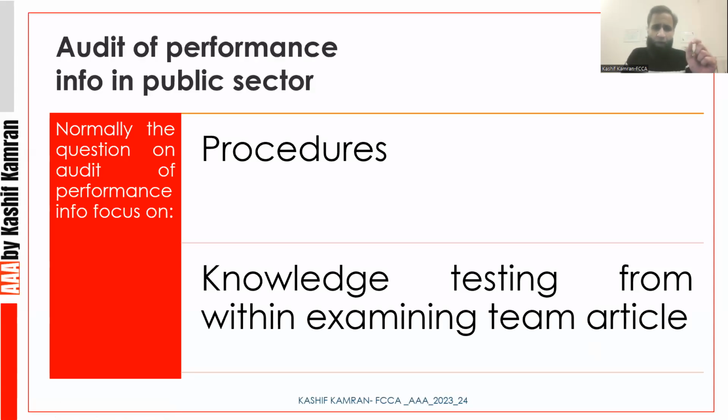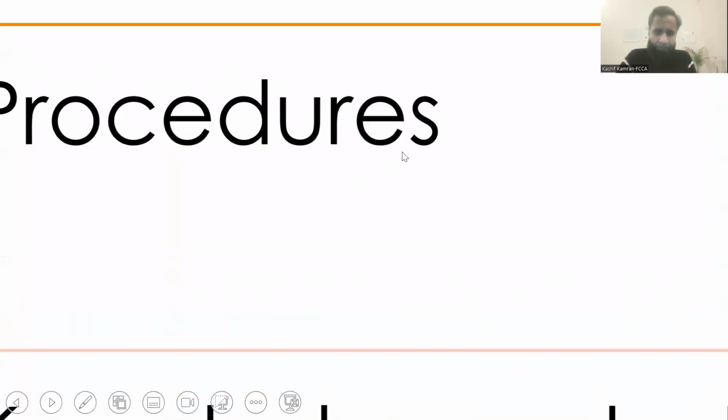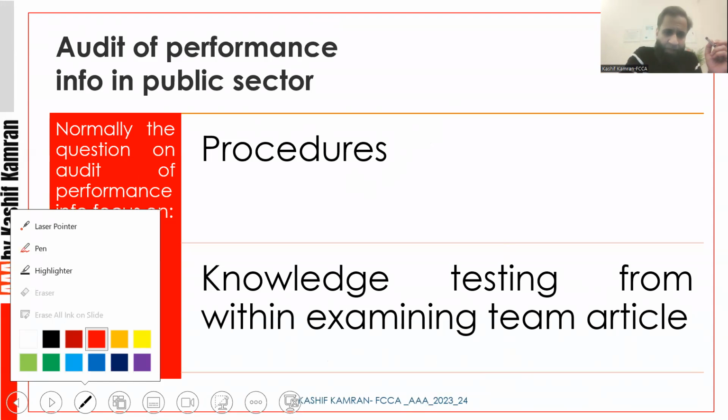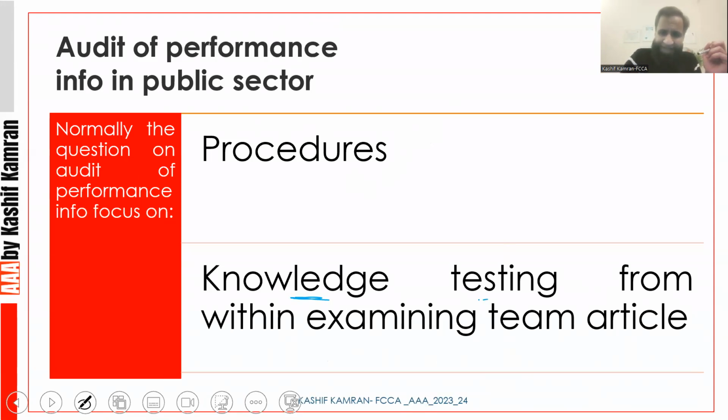Okay. So normally the question on audit of performance information, which is the fourth assignment we're looking at, focuses on procedures and focuses on knowledge testing from within the examining team article, right? So it's about procedures and it's about knowledge testing from within the examining team article.